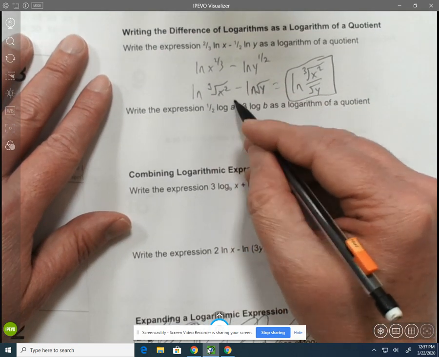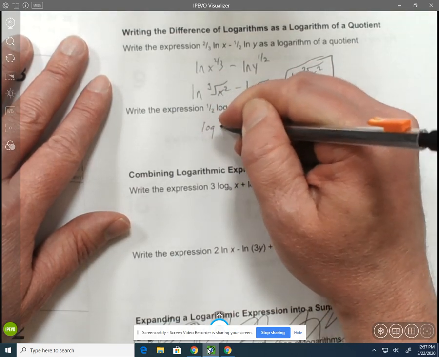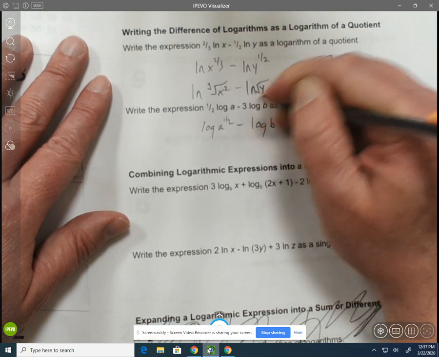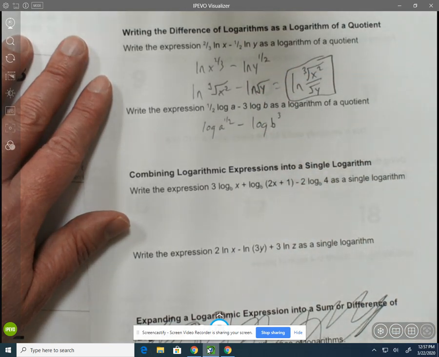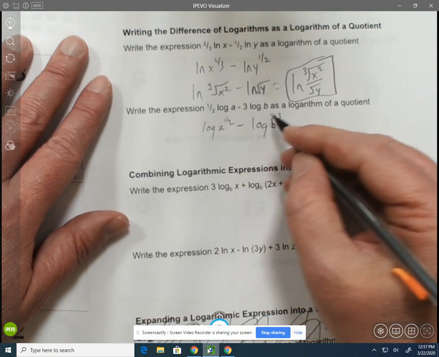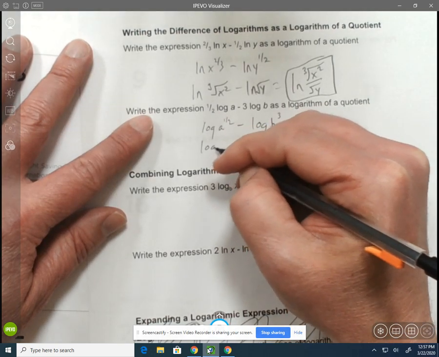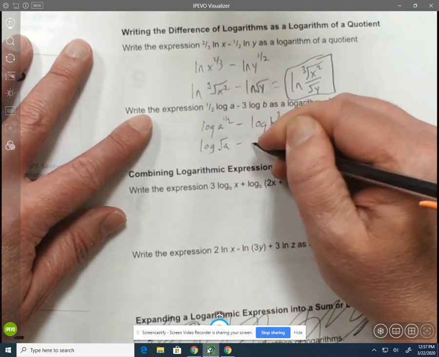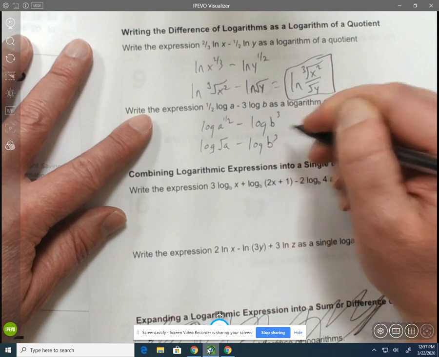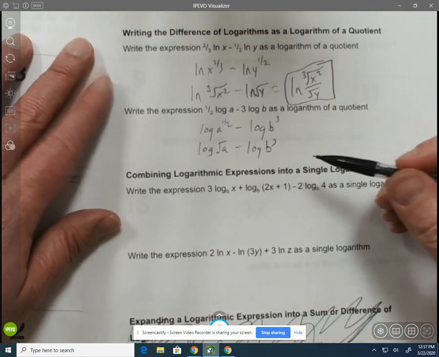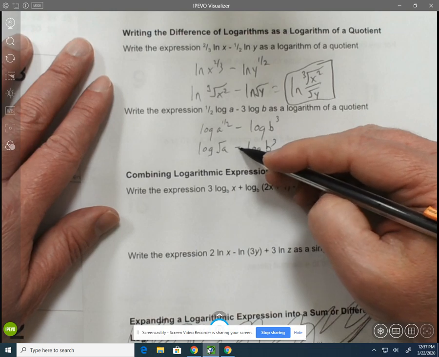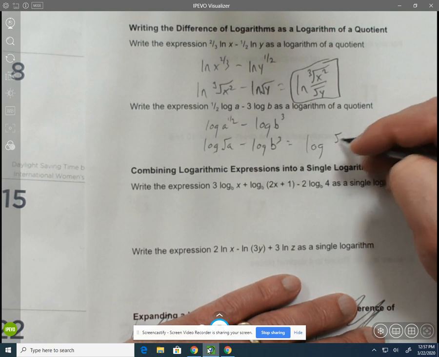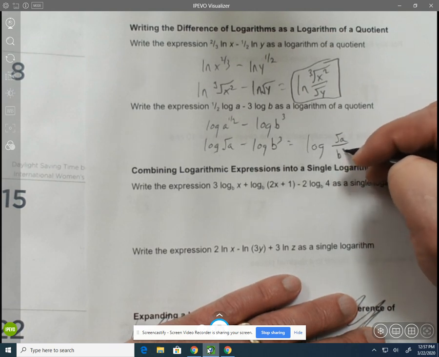Similar thing here. All right, bring the 1/2 up, so that becomes log of a to the 1/2 power minus log of b to the 3rd power. a to the 1/2 power is just the square root of a, so that's log of the square root of a minus the log of b cubed. Not much I can do there. I don't have a fractional exponent or anything. And now a subtraction problem I can write as a quotient, so I can write this as a single logarithm. Log of the square root of a over b cubed.